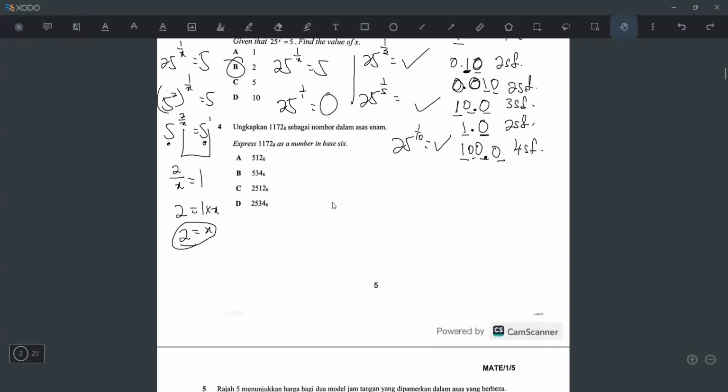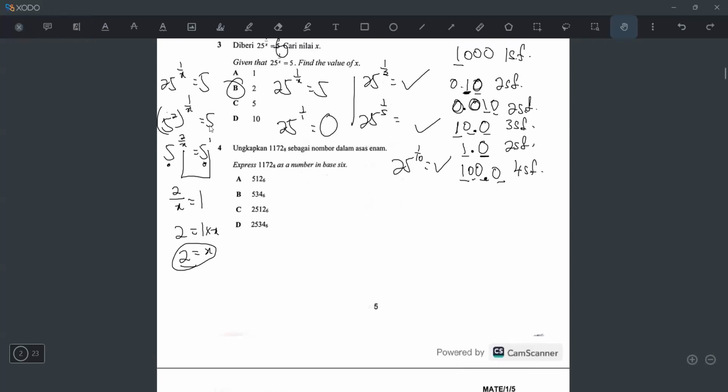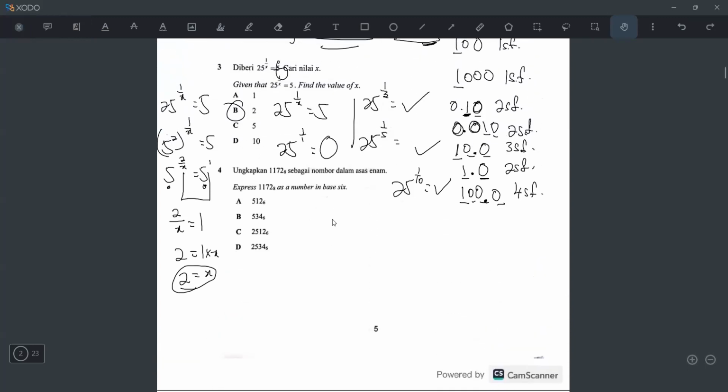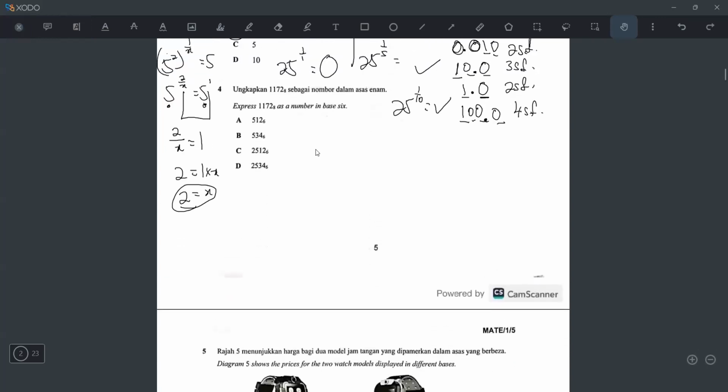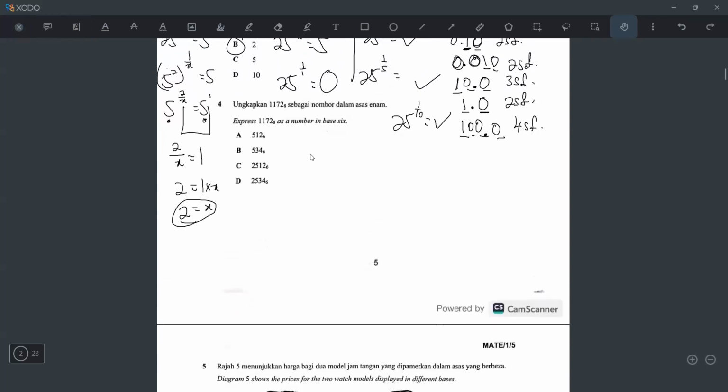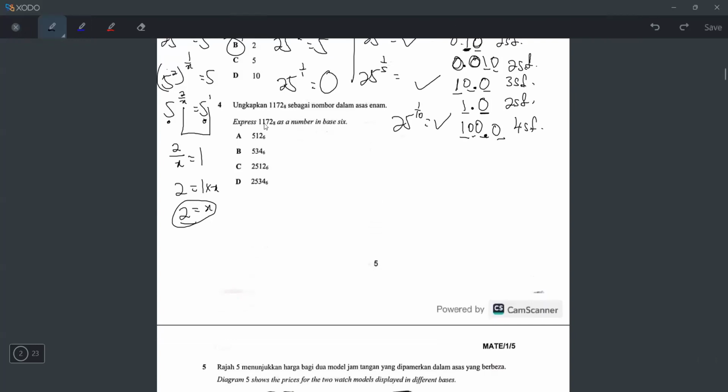But it doesn't matter, okay? Because this is objective, right? The working is not important also. You just circle the correct answer, then that's all that matters. So hope you understand. Okay, number 4, express 1172 in base 8 as a number in base 6.